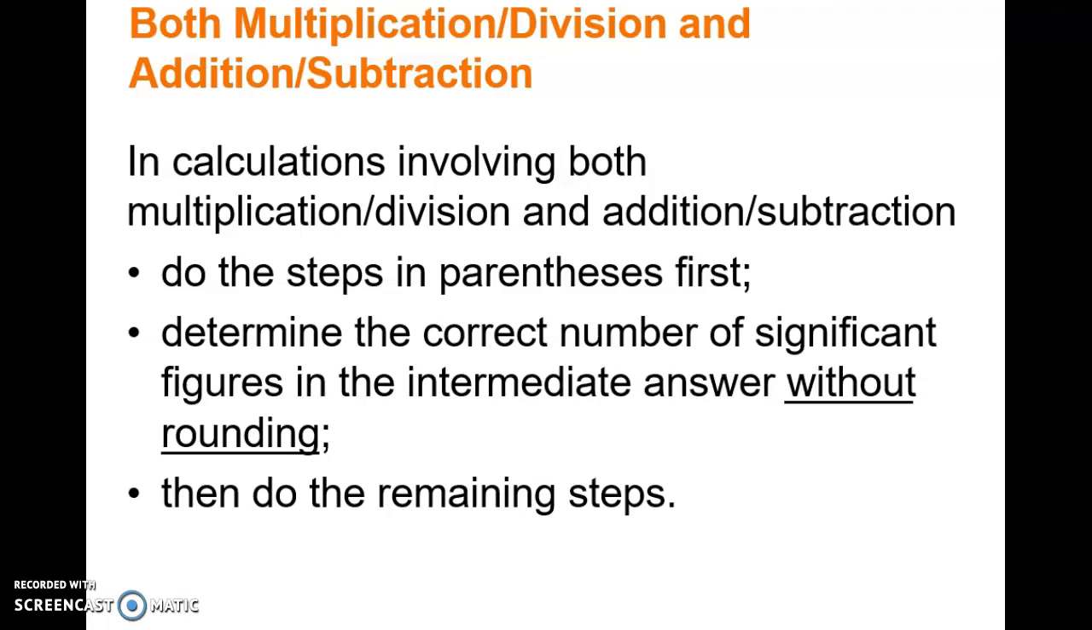All right, if you're doing calculations that involve both multiplication and division and addition and subtraction, you're going to do what is in the parentheses first, okay? You're going to determine the correct number of significant figures in the intermediate answer without rounding. You'll see how we do that in the next page, and then you'll do the remaining steps. All right, so let's move on here.